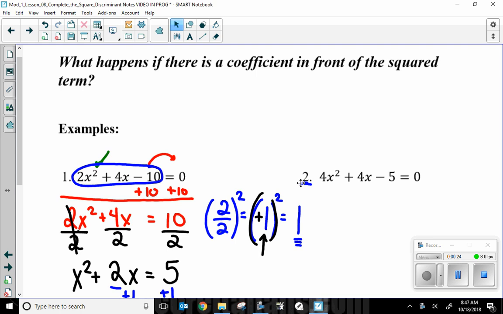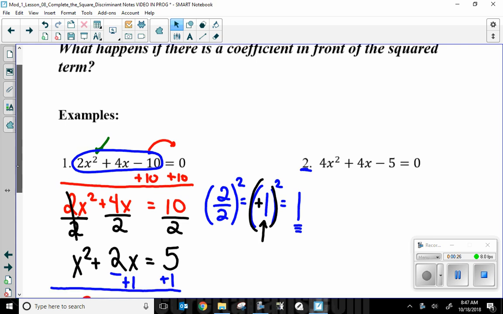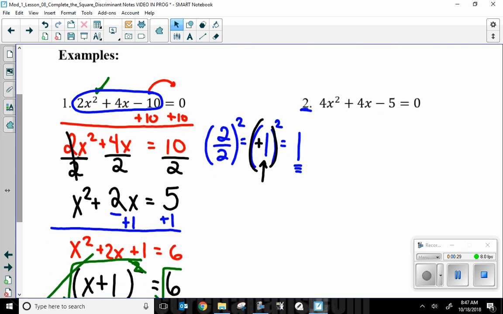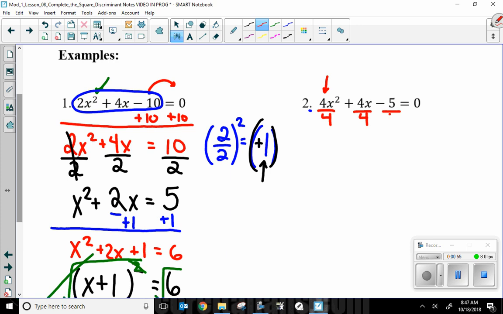Now, let's do it. All right, I am just going to erase this right here. We're dealing with problems where there is not a 1 in front of our x squared. We always want it to be a 1. So what we're going to do is divide everything by 4. We're going to divide every single term by 4.